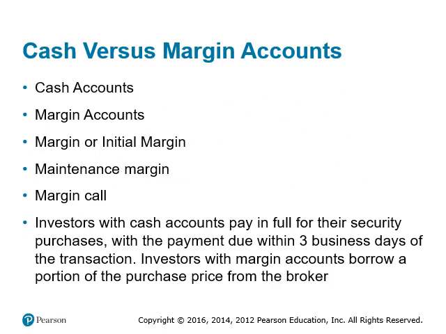Next is the cash versus the margin account. The main difference between the cash account and the margin account is the fact that investors with cash accounts pay in full for their security purchases, with the payment due within 3 business days of the transaction. While for the margin account, the investors borrow a portion of the purchase price from the broker. Investors borrow from the broker when it comes to the margin account, while with the cash account, they pay in full for their security purchases.